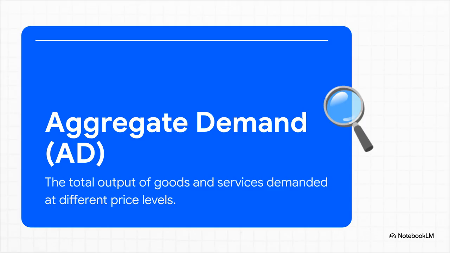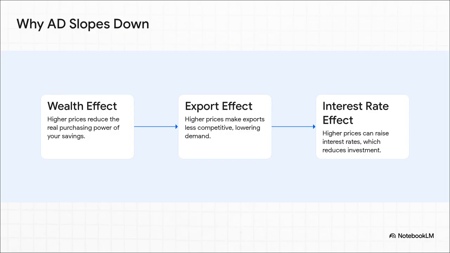It captures how much stuff everyone, and I mean everyone, you, me, corporations, the government, is ready to buy at any given price level. So it seems intuitive that when prices go up, overall spending goes down. But why exactly? Well, there are three big reasons.